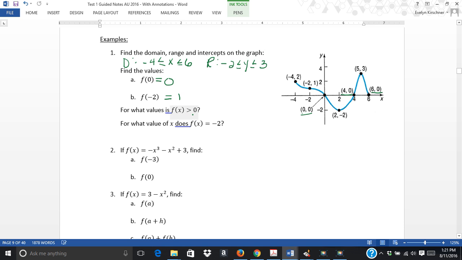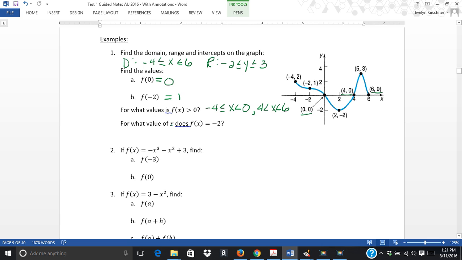Where is it positive? When is f of x greater than 0? When is it positive? Well, when x goes from -4 to 0. Now notice I don't have an equal sign here because at 0 it's not positive. It's equal to 0. It's not greater than 0. And here I go from 4 to 6. And again, on neither side can I have an equal sign because at those points it's 0.